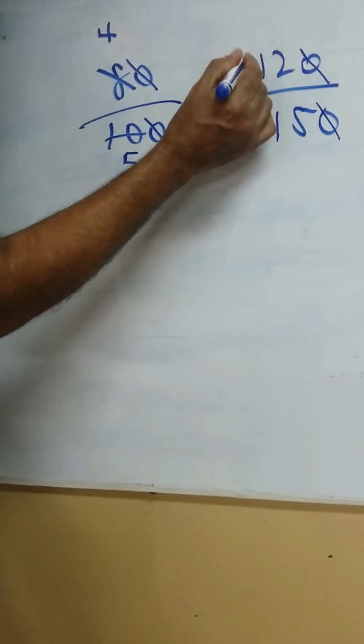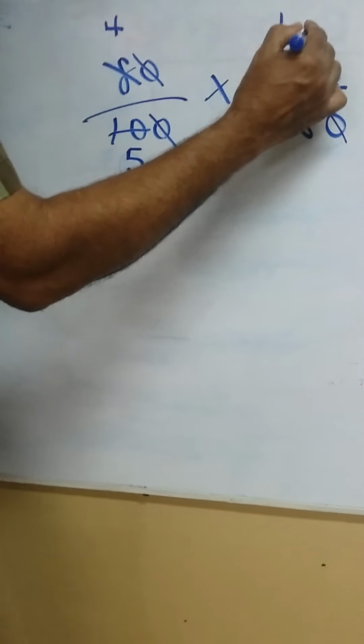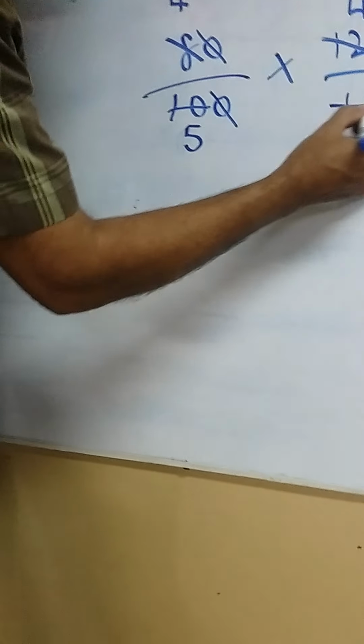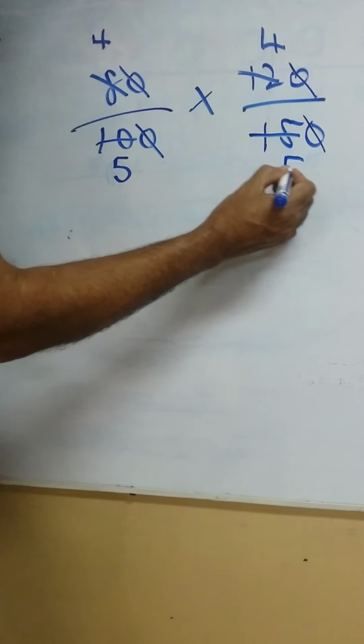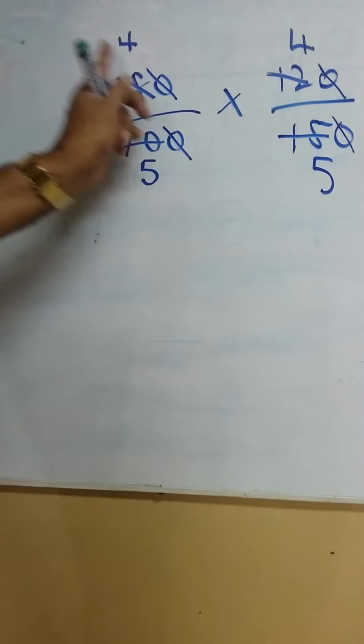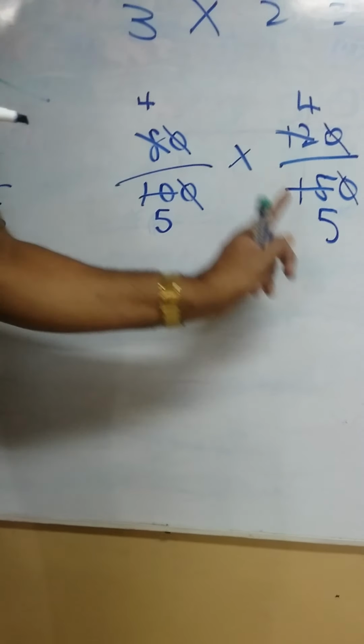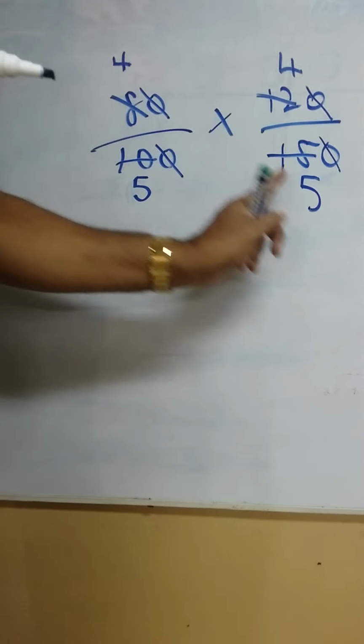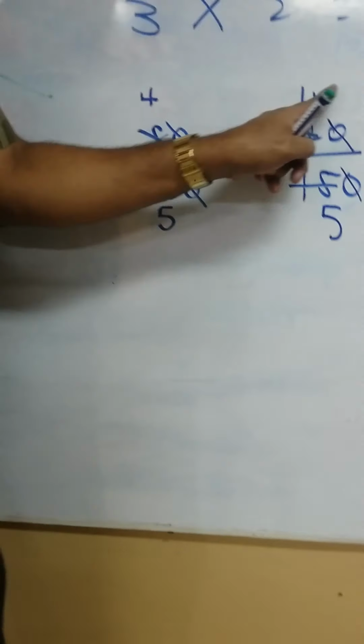So we can say 3 into 12, 4, and 3 into 15, 5. So this cannot reduce anymore. So now we try this way. We try this number with this number. 4 and 5. Can it reduce? No. What about 4 and 5?